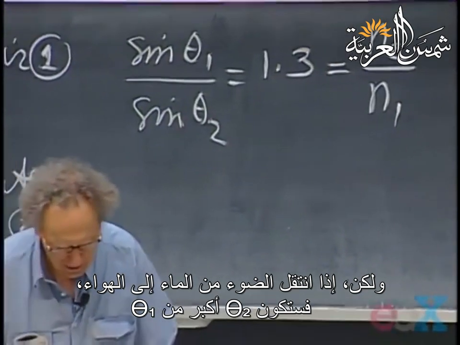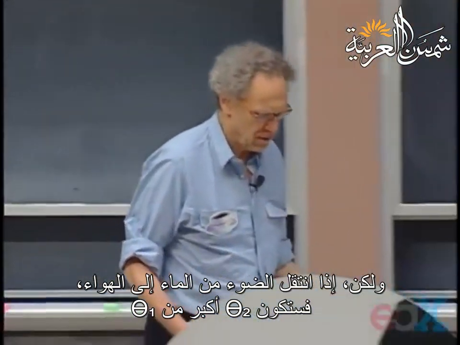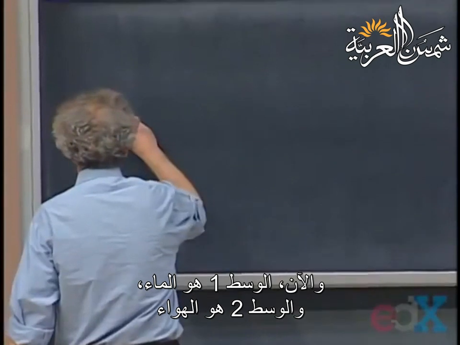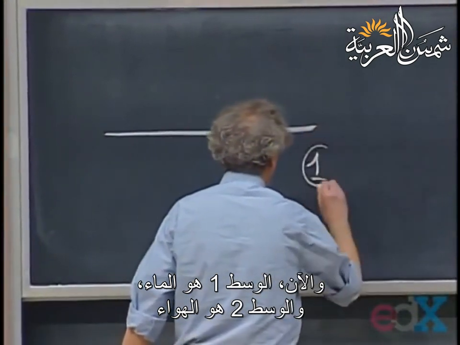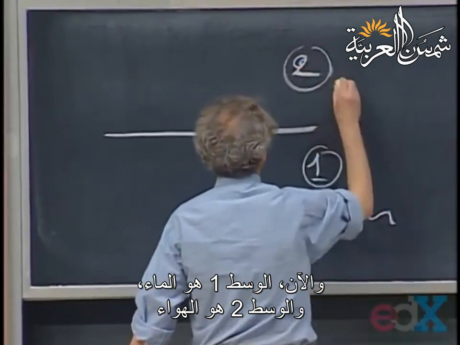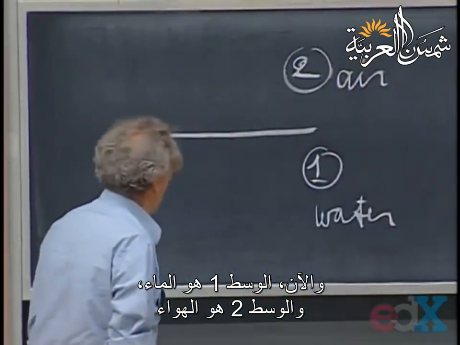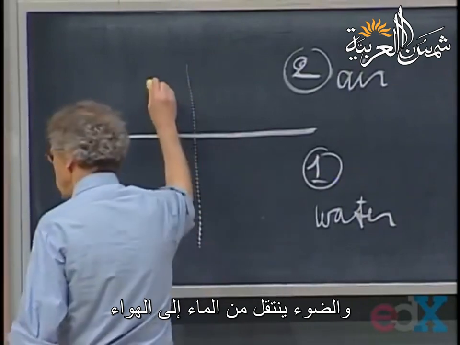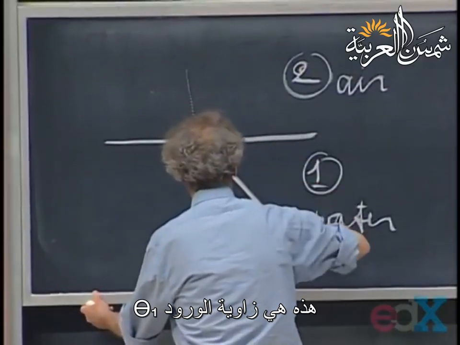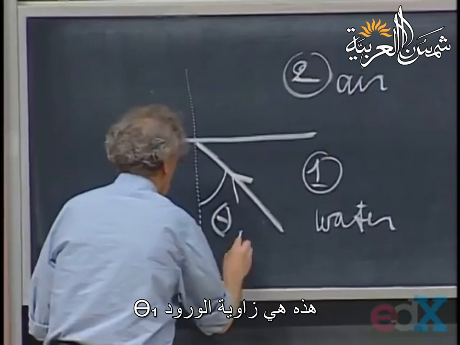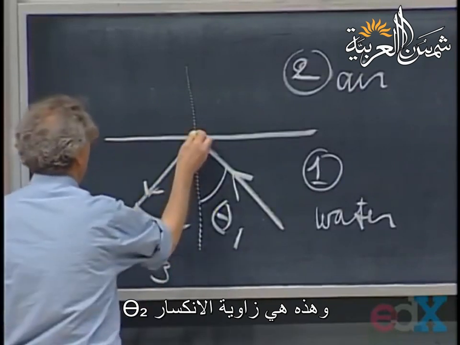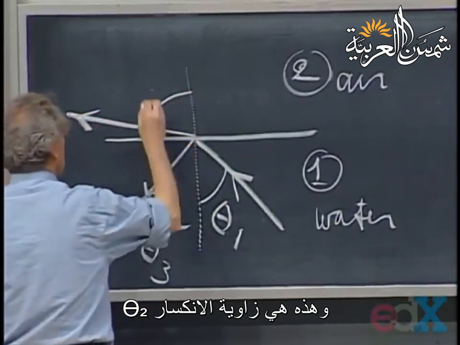But if you go from water to air, then the situation is reversed. And that's what I want to address now. That's actually quite interesting. So now my medium 1 is now water, and my medium 2 is now air. And so now I go from here to here, and so here I have my angle of incidence, theta 1, and here I have my angle of reflection, that is this theta 3, and now here I have my angle theta 2.